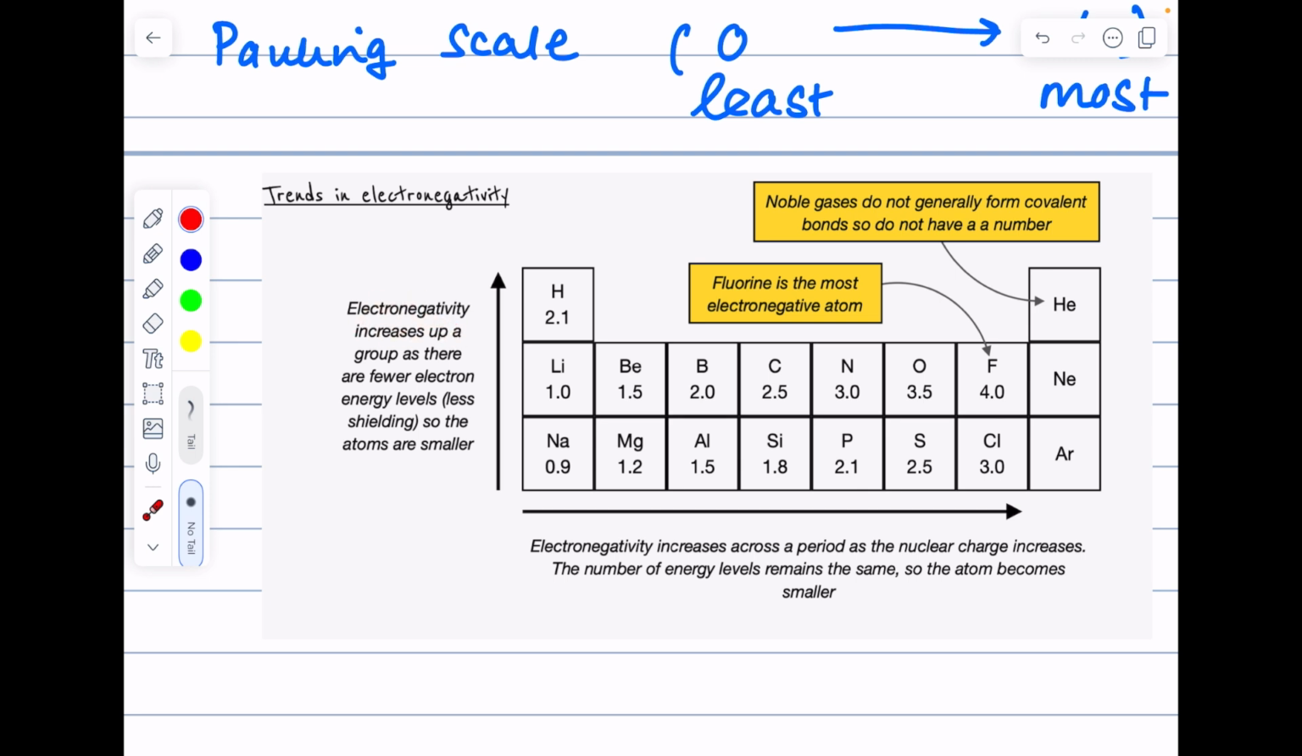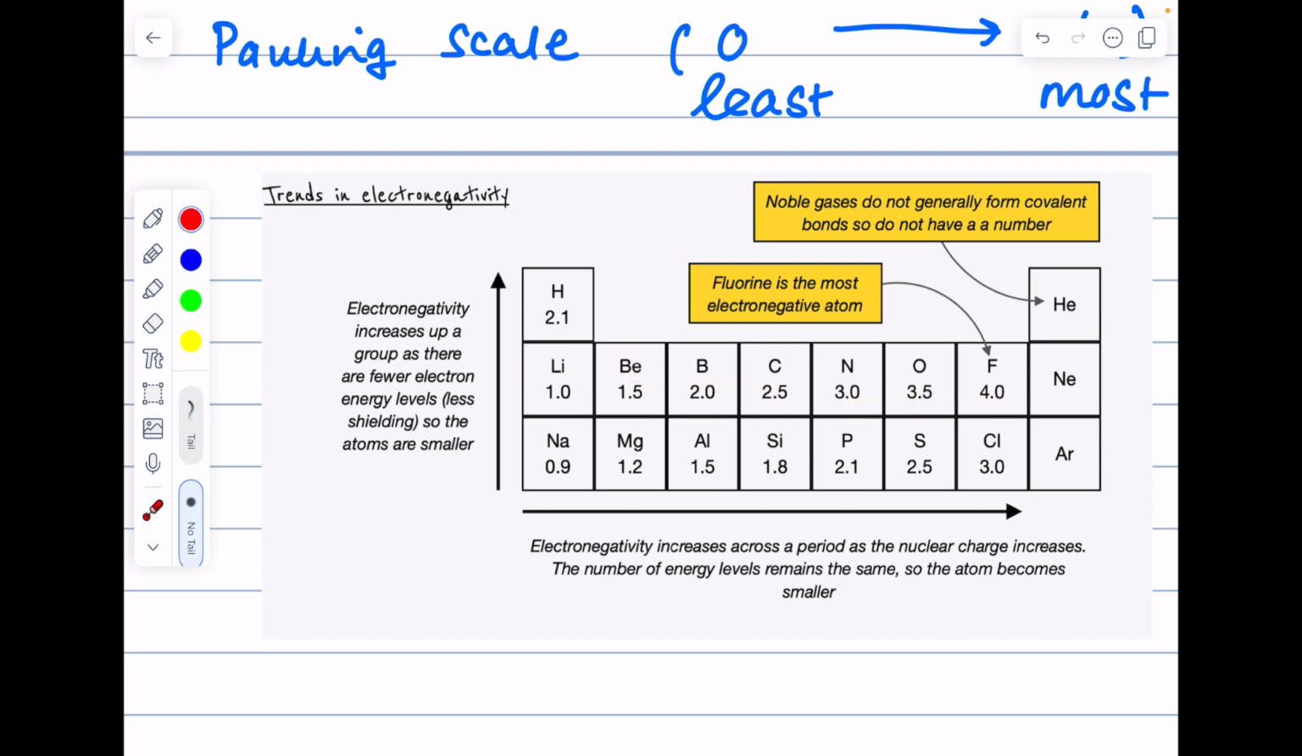As we've already pointed out, the ability of the atom to attract a pair of electrons towards itself increases up the group. So hydrogen is more electronegative than sodium. Obviously hydrogen isn't in group 1, but it's still useful to consider the fact that it is more electronegative than sodium, and these numbers here correspond with that.